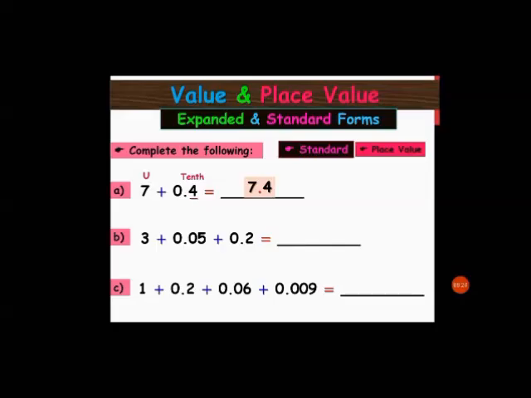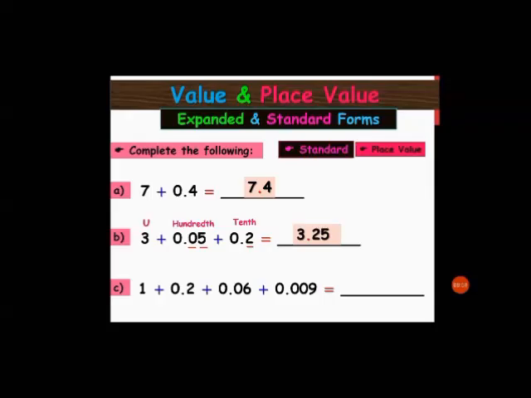So doing the same for 3 plus 0.05 plus 0.2. So I'm going to say that this 3 is the whole number or the units place. And how many dashes do I have here? So 2 dashes, so this is hundredths and this is tenths. So I'm going to put the 2 under the tenths place and the 5 under the hundredths place and the 3 in the whole number, so 3.25.